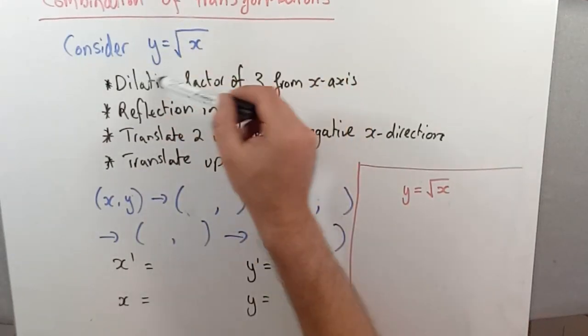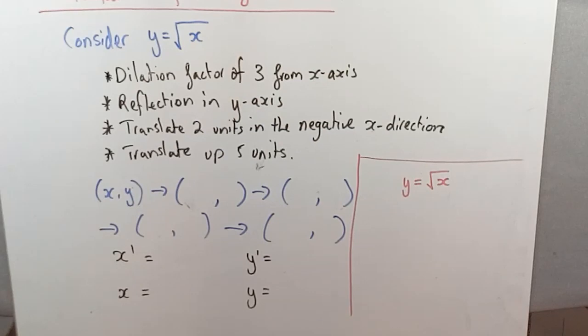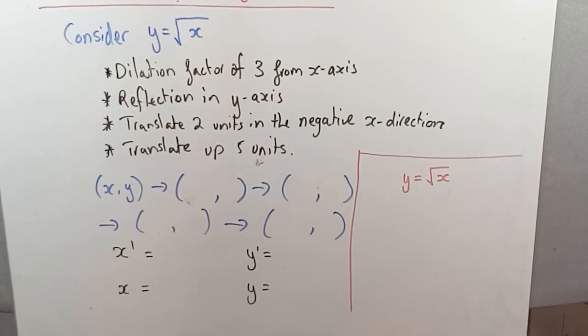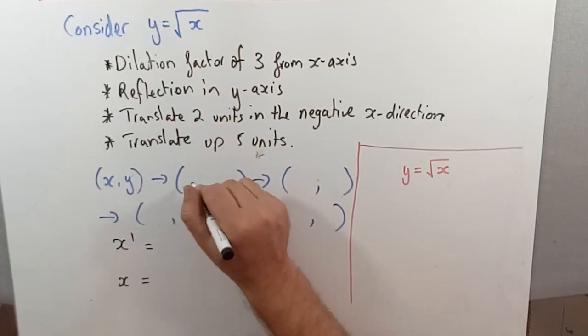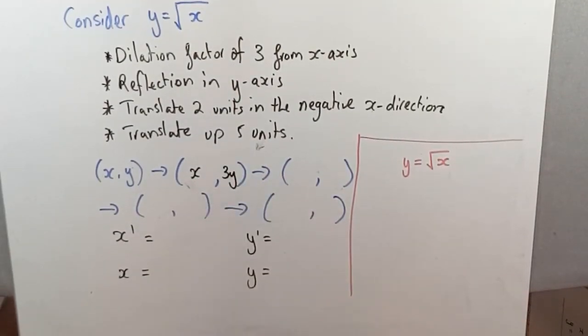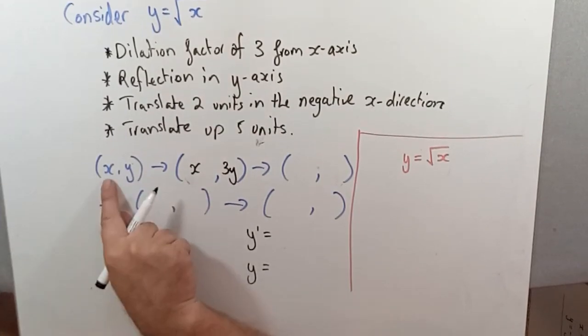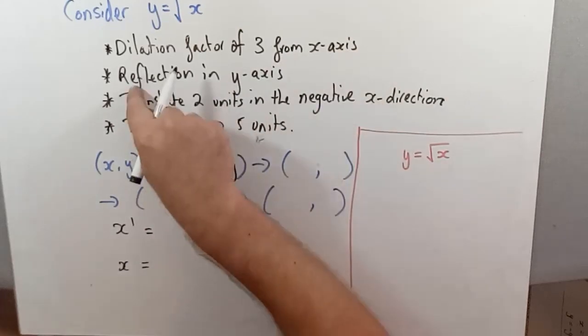Okay, so I'm going to start with this graph, y equals square root x, and then I'm going to dilate by a factor of 3 from the x-axis. So that's away from the x-axis, it's going to be 3 times y. All my points are going to map to that point.